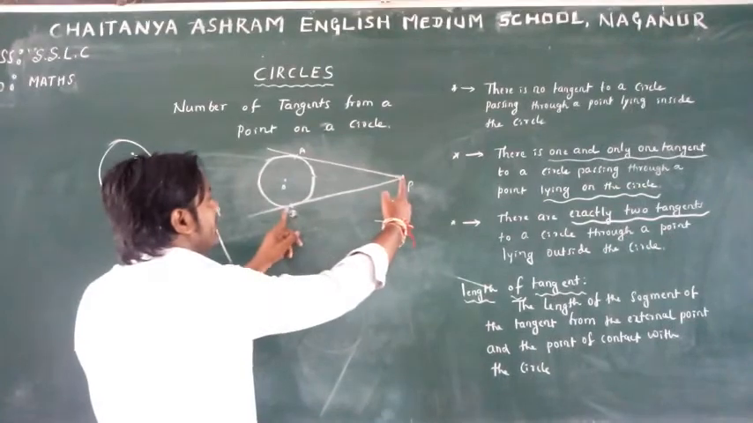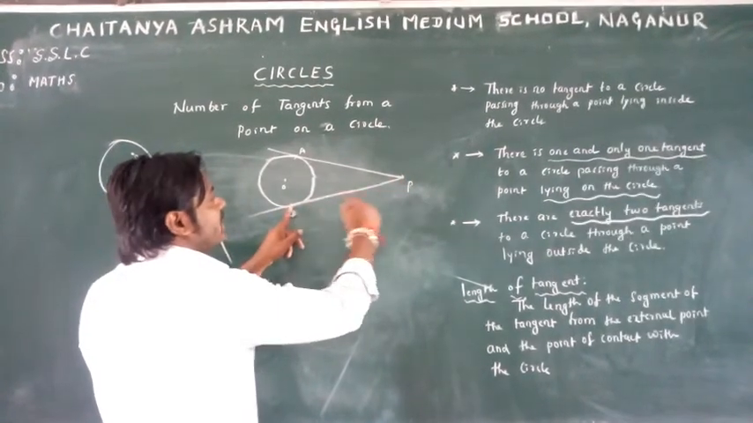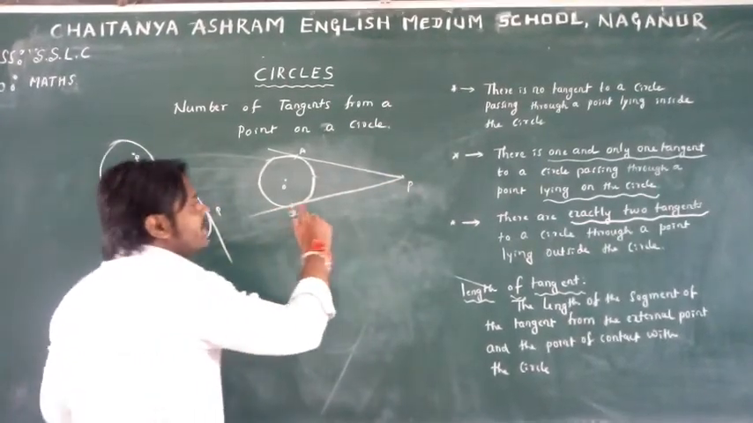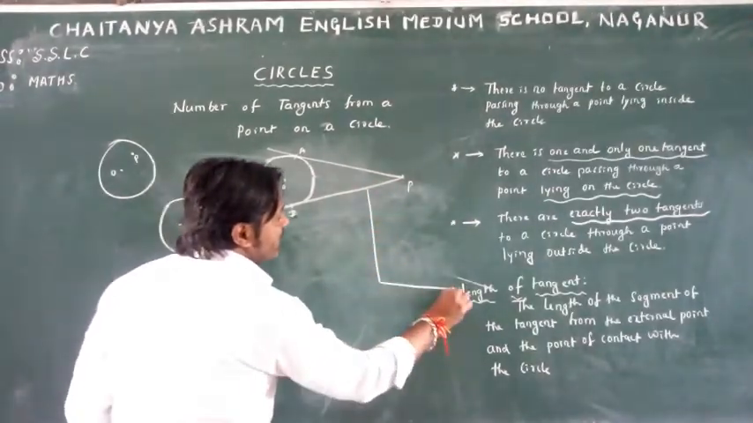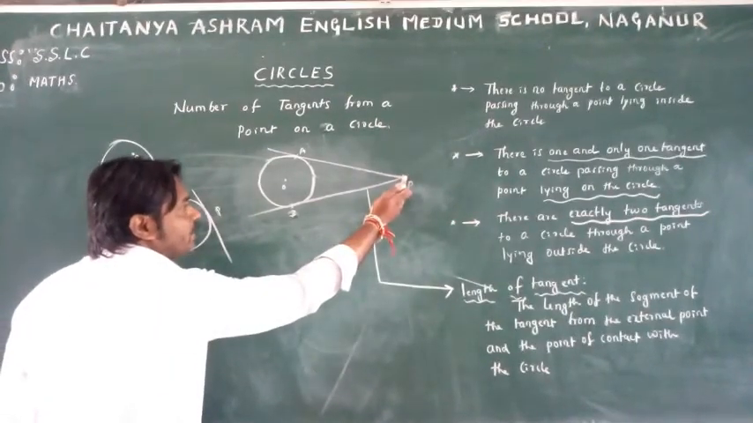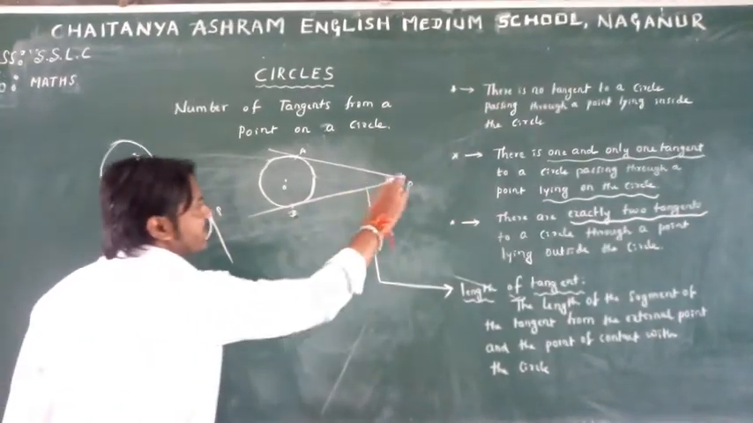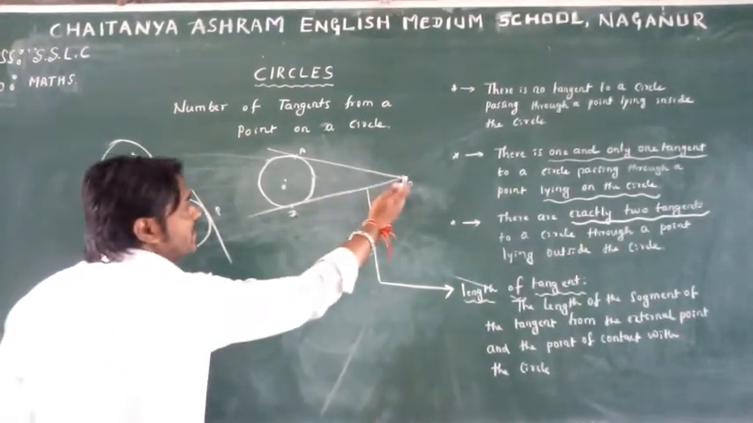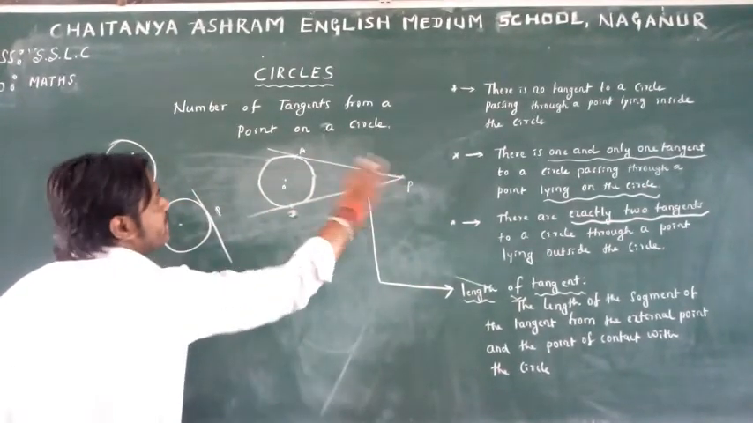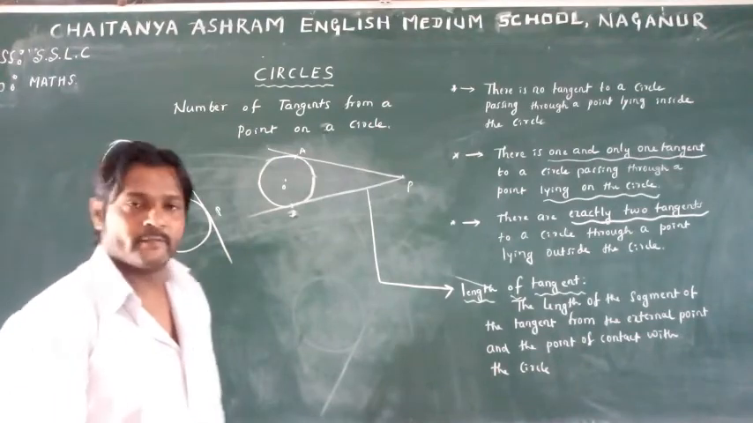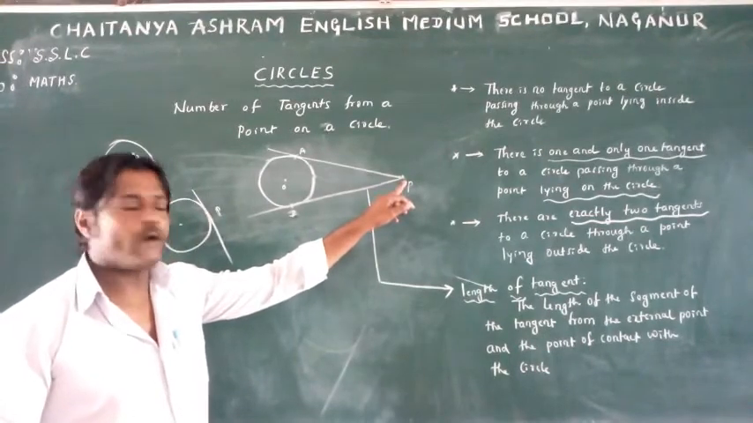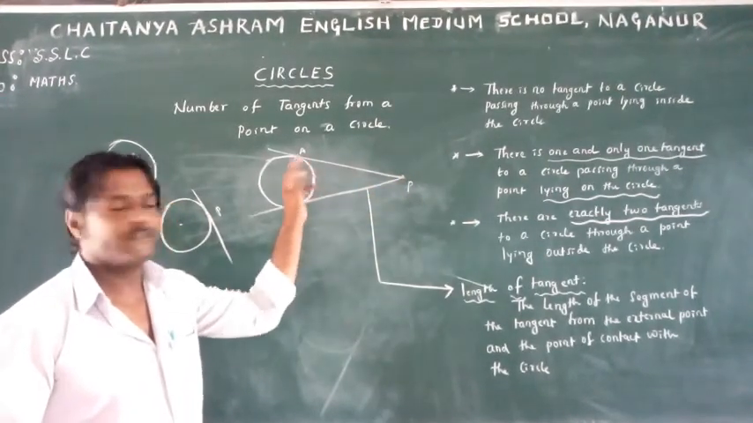Here one line segment is formed. So the length of this line segment from the external point of a tangent to the point of contact is called what? The length of the tangent. Okay? Dear children, don't take the length from P to here. This is not the length of the tangent. The length of the tangent is from the external point to the point of contact. Clear? So from an external point, how many tangents do we draw? Two tangents we can draw.